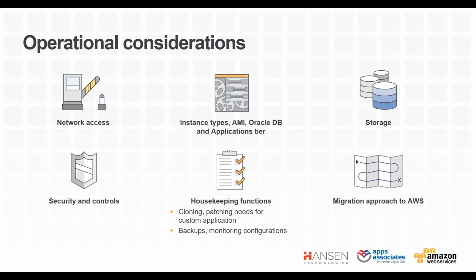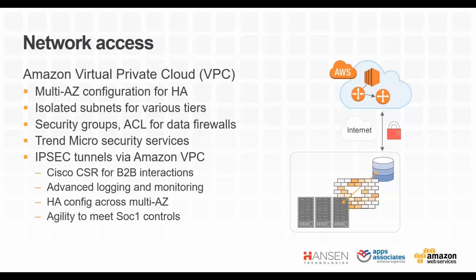So I'll talk a little bit next about the network access components that we implemented here within Hansen Technologies. We implemented our Amazon Virtual Private Cloud in a multiple AZ configuration. We did that to ensure that we had high availability. We have isolated subnets for the various tiers, so our databases talk to the application talks to the web, and so on and so forth, so we make sure that there's the appropriate level of isolation and also defense in depth. We leverage security groups and ACLs for all of our data firewalls, making sure we're protecting ourselves from the outside world.